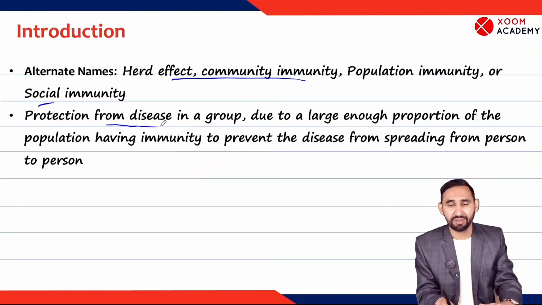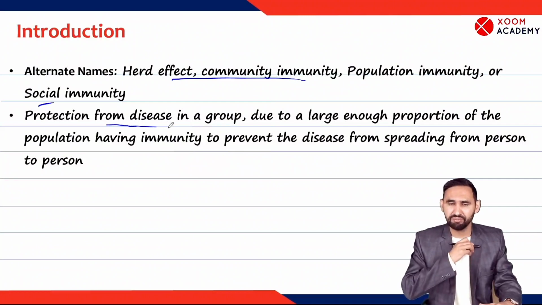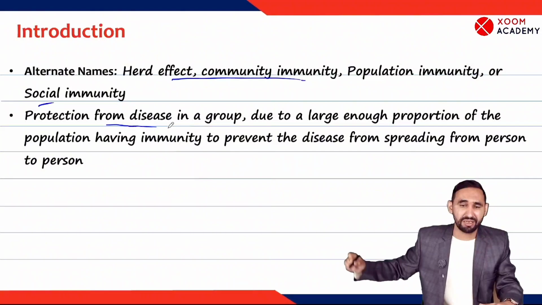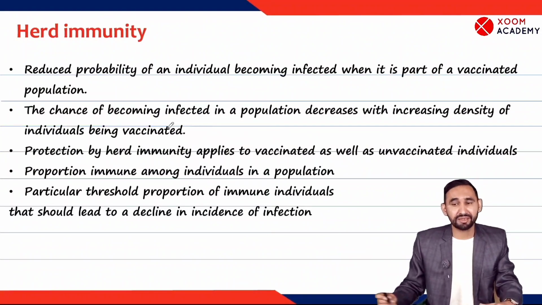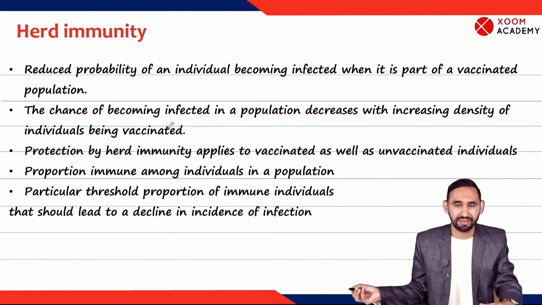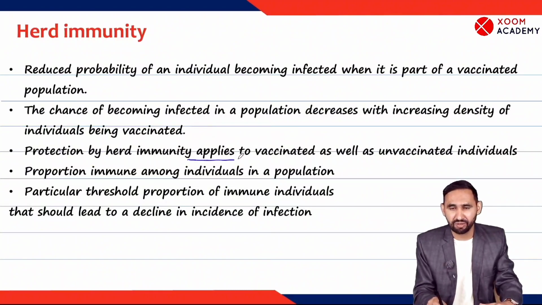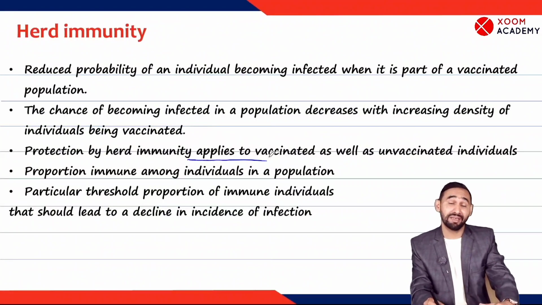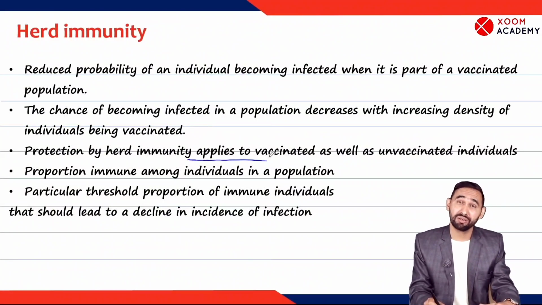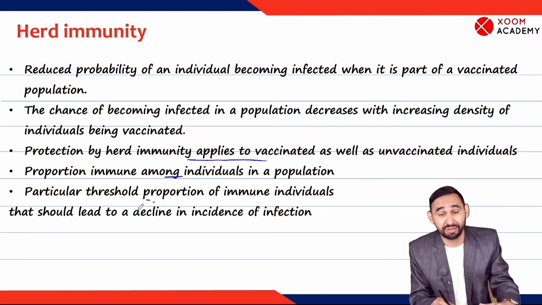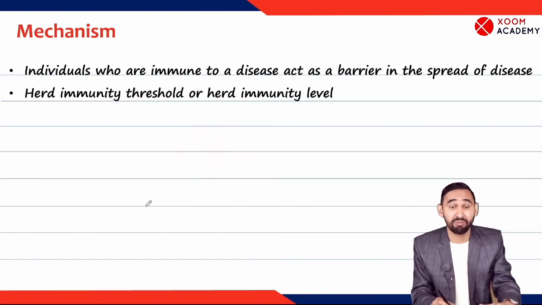It provides protection from a disease in a group, because a large enough population is infected or immunized and immunity spreads to other persons. There is a reduced probability of infection. The chance of becoming infected becomes less. It applies to vaccinated and non-vaccinated people as well. Like in case of COVID, if we suppose the majority of the population is vaccinated, the remaining become immune, though they are unvaccinated. It provides a threshold proportion among individuals in the population. Basically, it provides immunity to the remaining population.